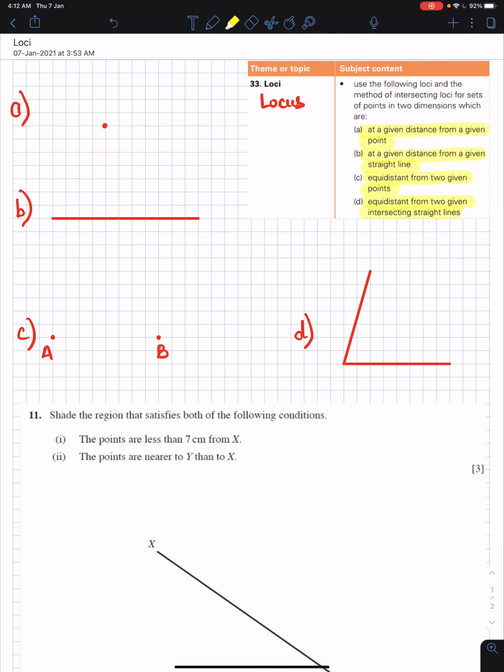The first thing is आपको question इस तरह का आ सकता है, उसमें कहा होगा find a point which is at a given distance from a certain point. For example, ये A part के लिए we have this dot and we'll call it A. So the locus of a point is 7 centimeters from point A. Where can the point lie?